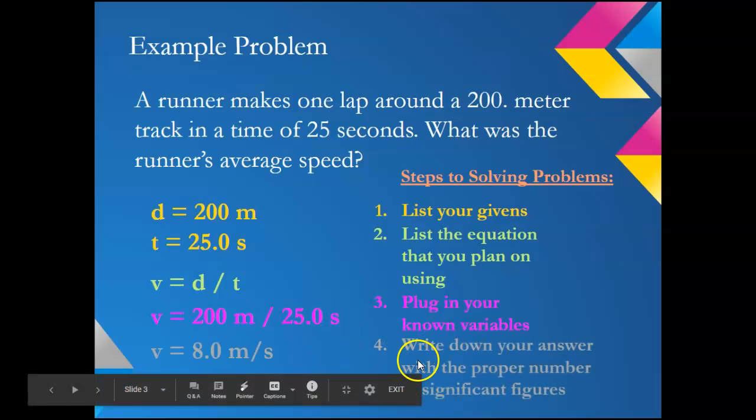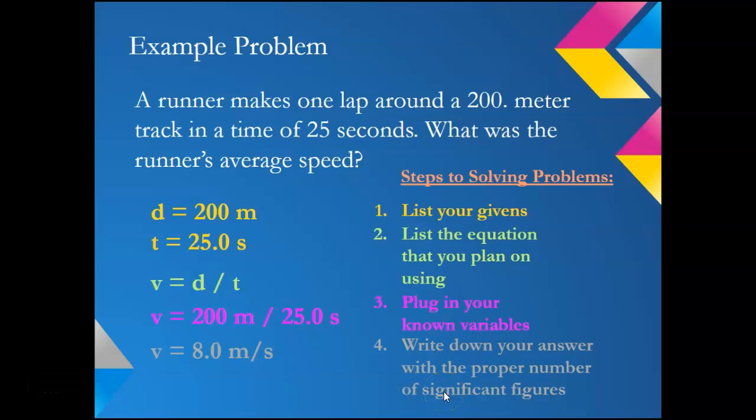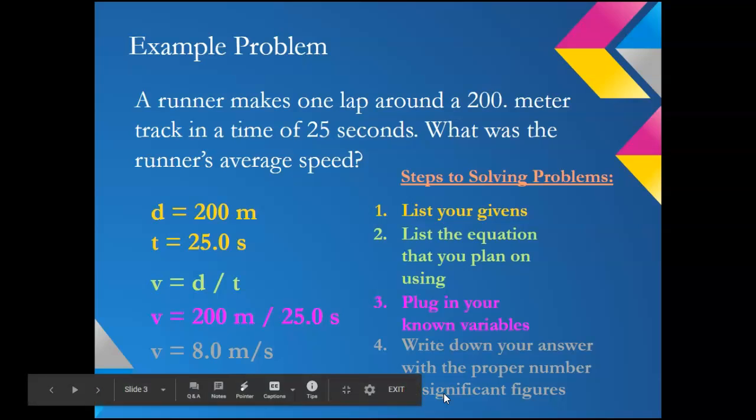Finally, write down your answer with the appropriate number of significant figures. We don't cover significant figures in this class, but this just shows you how precise our measurements can be. Speed is 200 meters divided by 25 seconds. 200 divided by 25 is 8.0, and here's our units, meters per second.